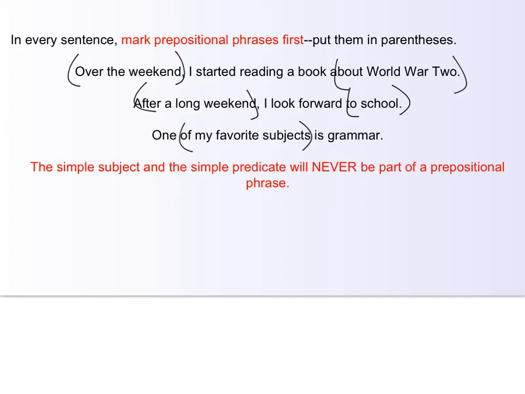I want to point out that if you have something like this, one of my favorite subjects, then one, which initially looks like it's an adjective, ends up being the subject. Then I have a linking verb, and finally, grammar is working as a predicate noun. Remember that the simple subject and the simple predicate will never be a part of a prepositional phrase, nor will many other things, like direct objects, indirect objects, predicate nouns, and verbs.